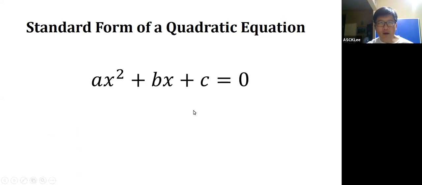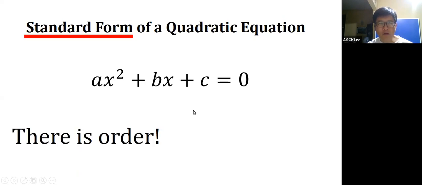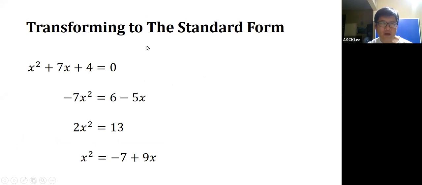Now, I'd like to stress this: the standard form of a quadratic equation has an order. If you look at the quadratic equations here, they are all quadratic equations, though they are not in standard form. So let's see how to transform these quadratic equations into the standard form.